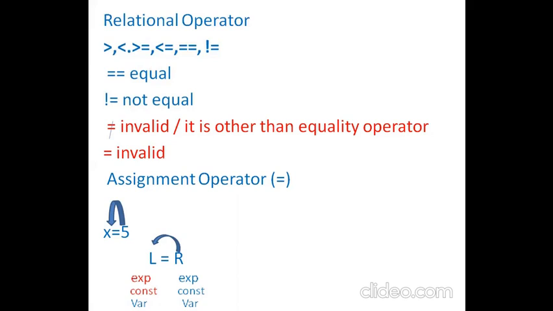So are you clear? So for an assignment operator, the left value must be a variable. It should not be an expression, it should not be a constant. The right value may be anything. Maybe an expression, maybe a constant, or maybe a variable. Okay, clear? Yes, sir. Yes. Then next we go for logical operators.